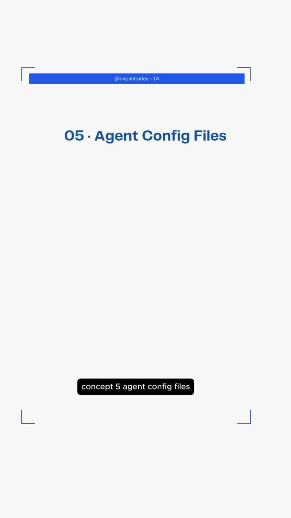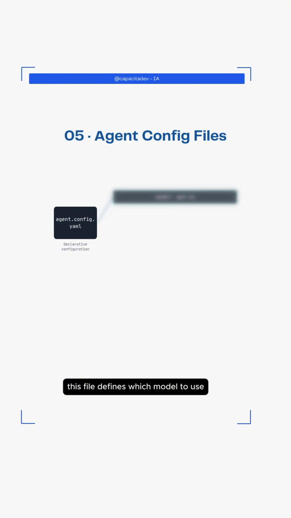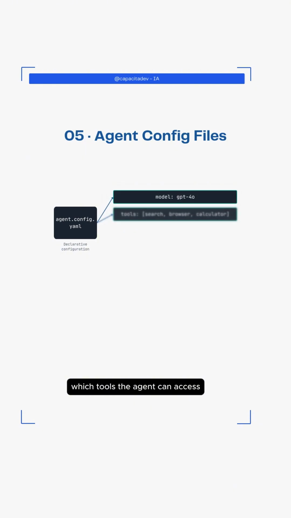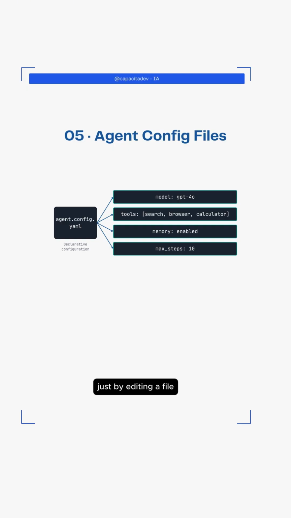Concept 5. Agent config files. Instead of hardcoding how an agent behaves inside the code, you declare it in a configuration file, typically YAML or JSON. This file defines which model to use, which tools the agent can access, whether memory is enabled, and how many steps it is allowed to take. Separating configuration from logic means you can change an agent's behavior just by editing a file. No code changes required. Think of it as a job description. It tells the agent who it is and what it is allowed to do, without you having to rewrite the entire system every time something changes.